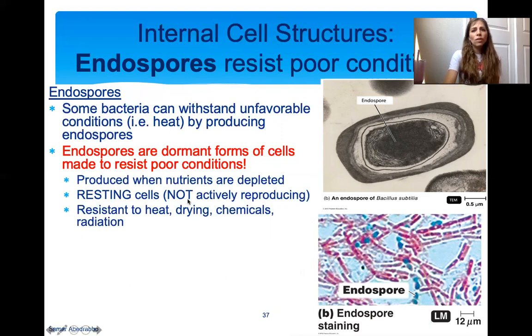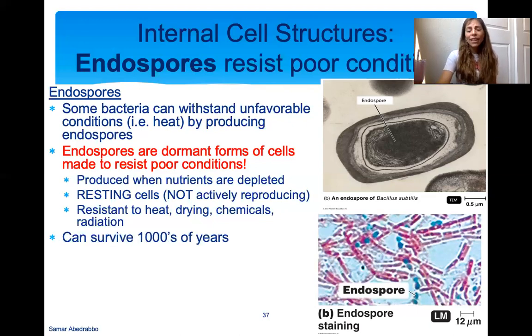And endospores are very hard to treat. Companies like Clorox or pharmaceutical companies always try to come up with drugs or cleaning supplies that can target endospores because they're very, very hard to treat. They're resistant to heat, drying, chemicals, radiation, and so many other things. So bacteria that form endospores can be very pathogenic and lead to a lot of different diseases. They can survive thousands of years.